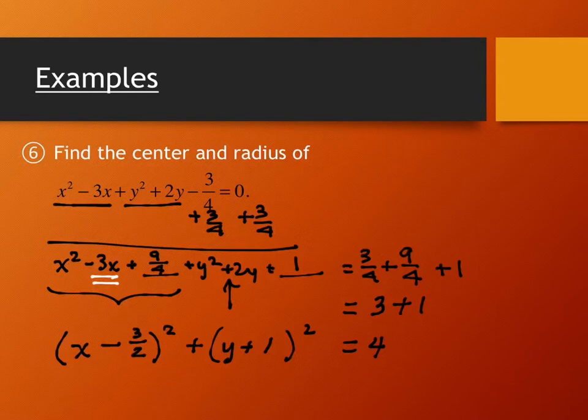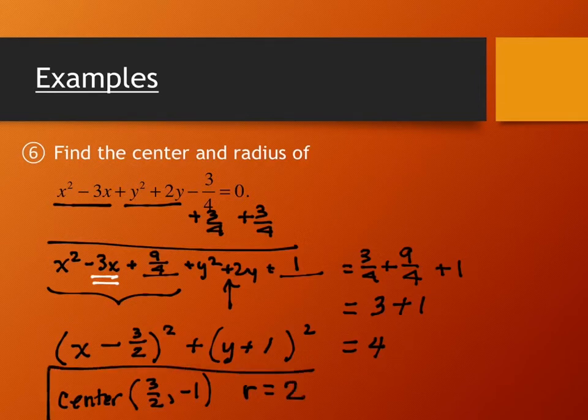All right, my directions actually said to find the center and the radius on this one. So my center will be the opposite sign of the x minus 3 halves. So that's 3 halves, comma. And the opposite sign on the 1 would be a -1, so there's my center. And then my radius is the square root of what's on the right-hand side, so the square root of 4, which is 2. And we did that, of course, using completing the square.